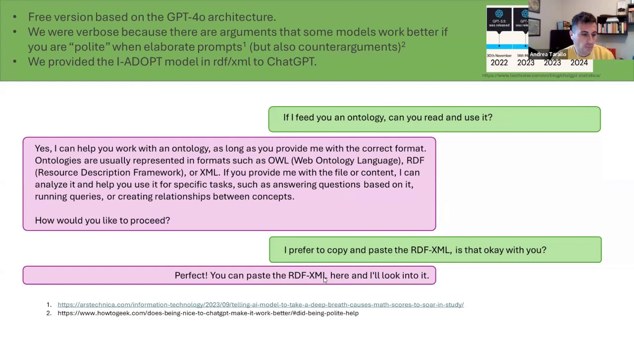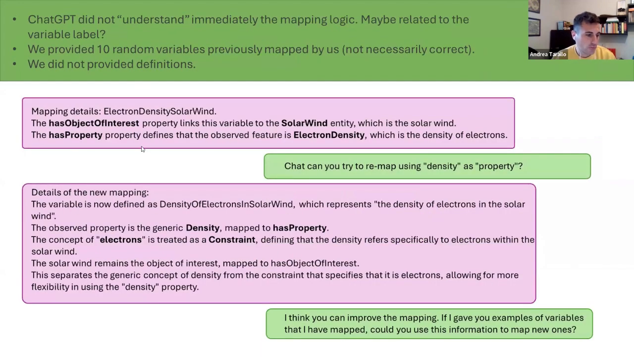Nevertheless, instead of explaining the IDOP model, we gave it directly the ontology in RDF. But apparently, this approach was not successful. Indeed, ChatGPT failed to understand the mapping logic. So we decided to train ChatGPT, giving it 10 random variables that we had mapped. Of course, the mapping we provided was done by us, so we assumed that it was correct.